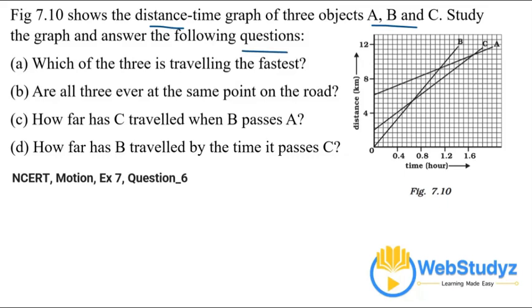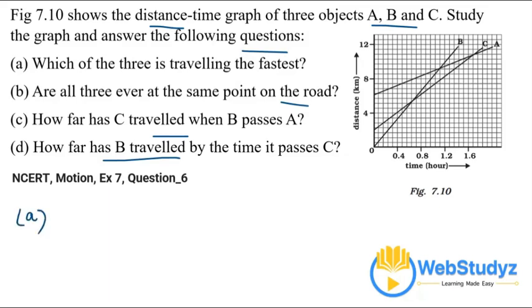B. Are all three ever at the same point on the road? C. How far has C traveled when B passes A? And option D. How far has B traveled by the time it passes C? So let's start with part A.